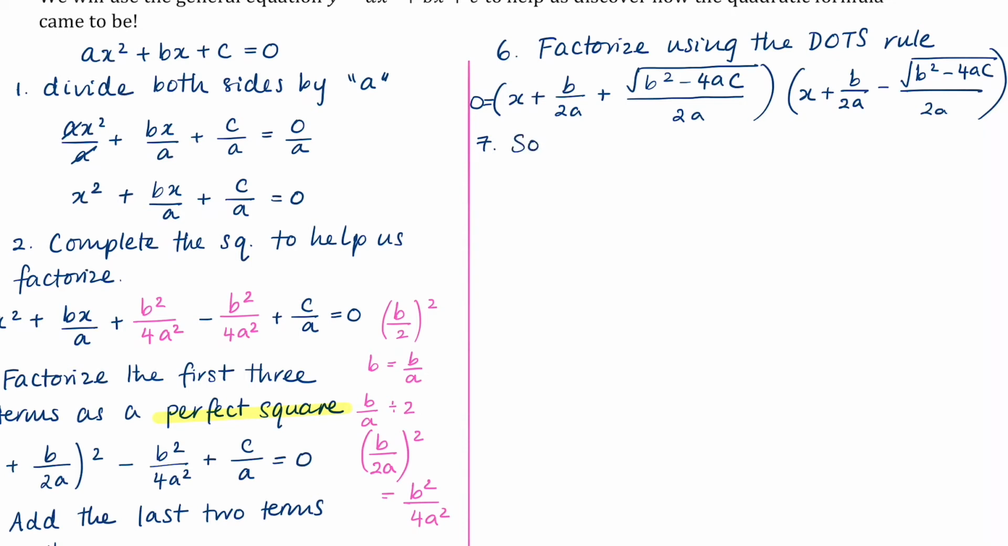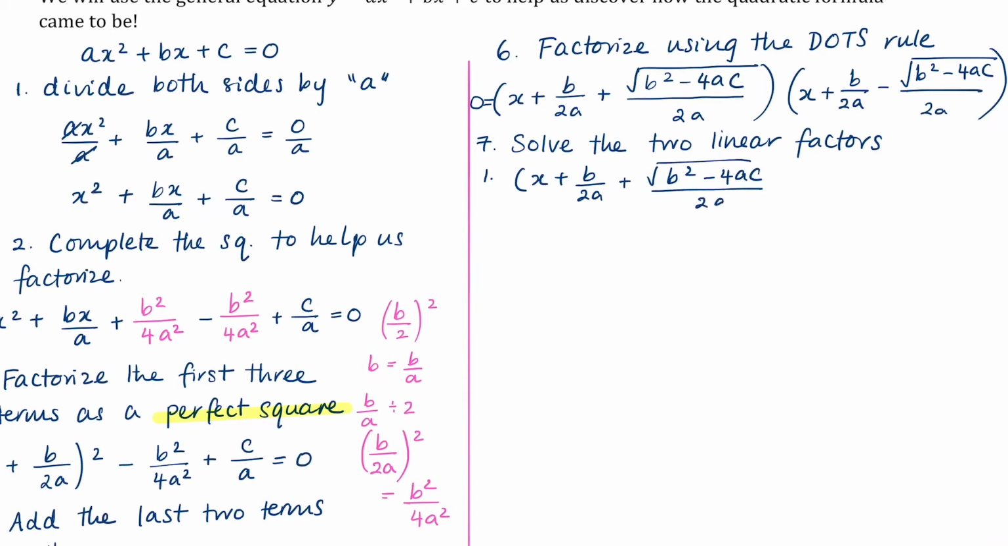And now step 7, I'm going to solve the two linear factors. My two linear factors are what you can see above in step 6. So the first one I'm going to solve is x plus b divided by 2a plus the square root of b squared minus 4ac, that's also divided by 2a, and I'm going to let that equal 0.